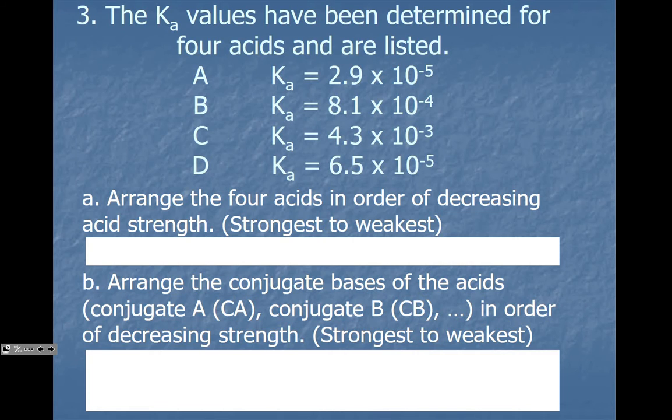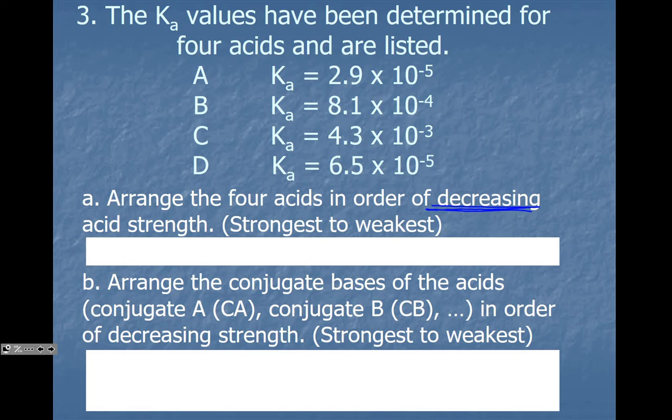Okay, going forward, here is an example problem. You are given these 4 Kas. You're asked to arrange the acids in order. Be very, very careful. This is my big, big warning. She will change this. On one problem, she'll say decreasing. On another problem, she'll say increasing. Make sure you look at that. She won't do what I did in little parentheses and say strongest to weakest. She will just say decreasing acid strength or increasing acid strength.